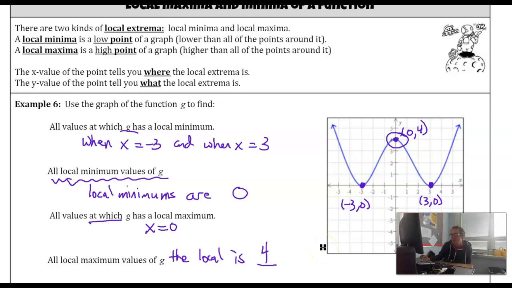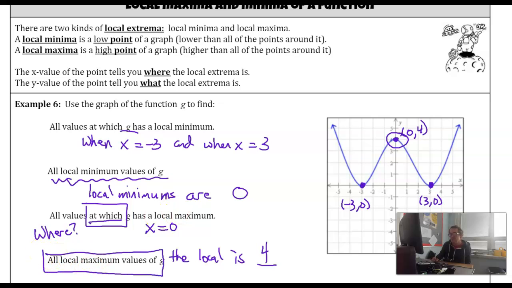It's the kind of thing you probably want to write on a note card. If the question is at which, or if the question is where, you're going to give the x value. But if I want to know what the actual minimum or maximum is, you're going to give the y value.